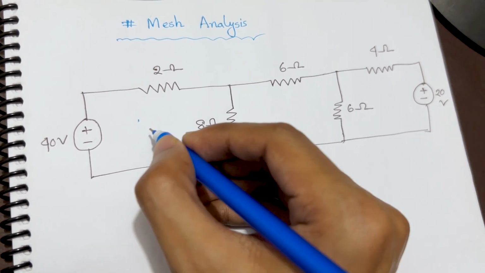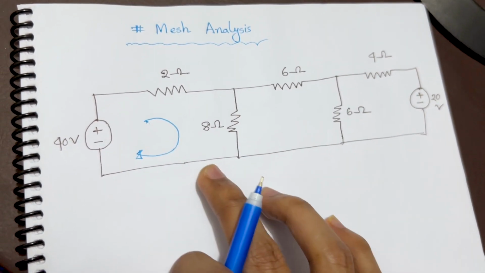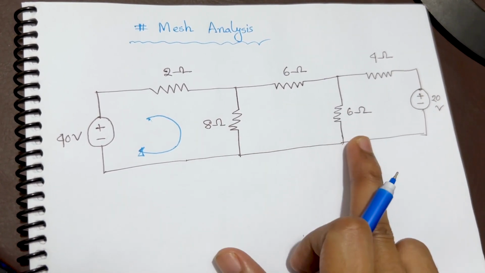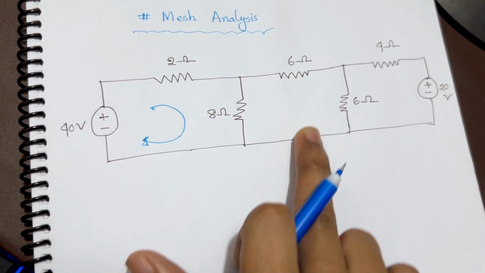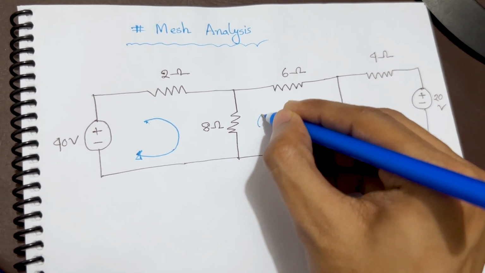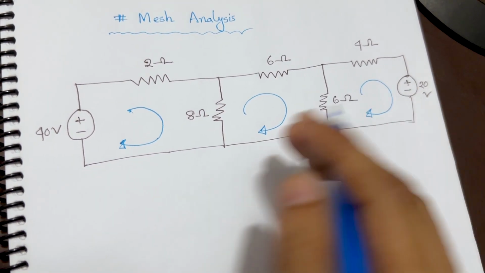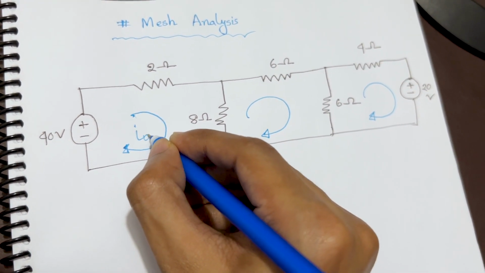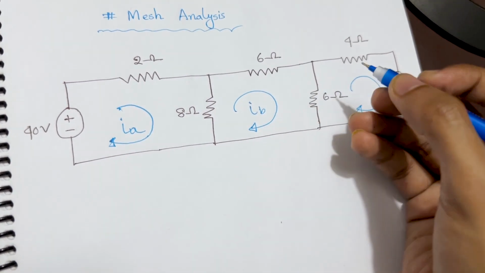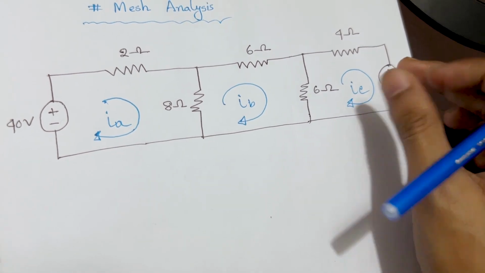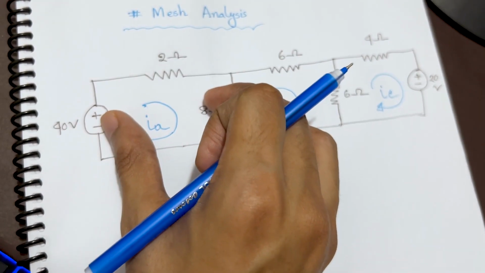In mesh one, suppose the current is flowing clockwise. You can take it clockwise or anti-clockwise, but by normal convention people take it as clockwise, from right to left. So this is another one, and this is another one. We can call them IA, or you can call them I1, but I'm calling them differently: IA, IB and IC. This is for mesh 3, this is for mesh 2, and this is for mesh 1.